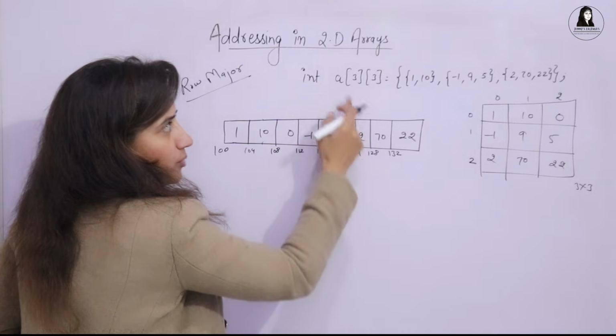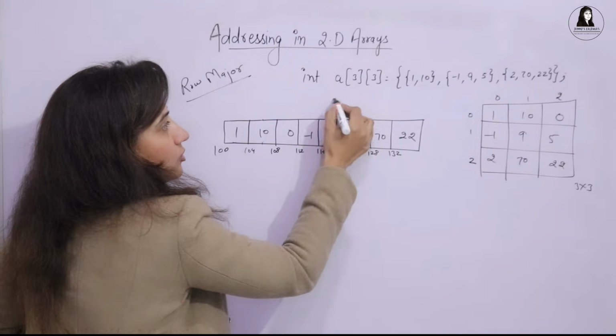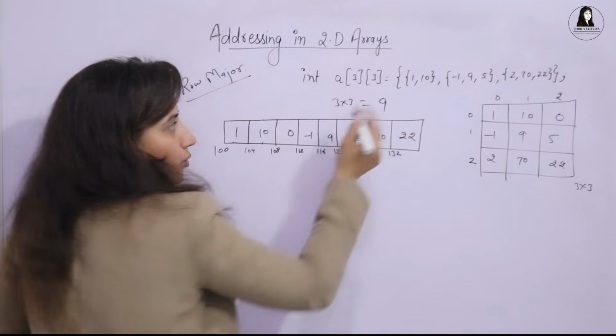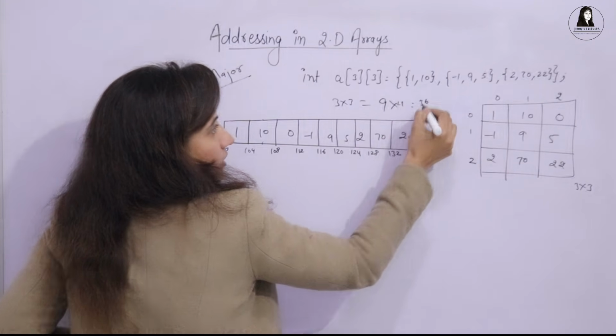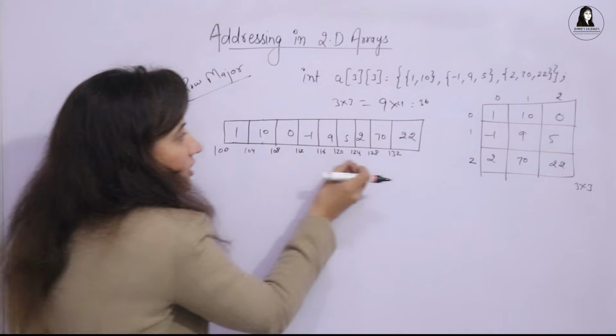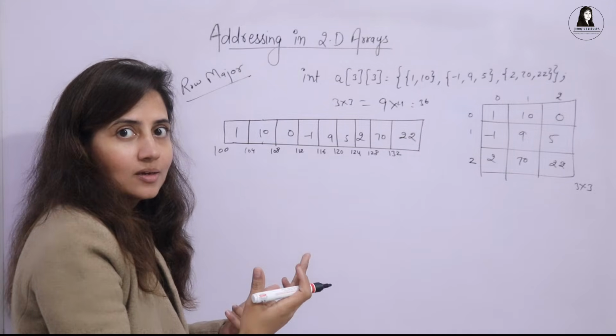So how many total bytes would be allocated? How many elements are there? Number of rows into number of columns, 3 into 3, that is 9. And each element is taking 4 bytes in memory, into 4, that is 36 bytes would be allocated, right? But now how is this addressing actually to be done? There is a formula for how the address is to be calculated.